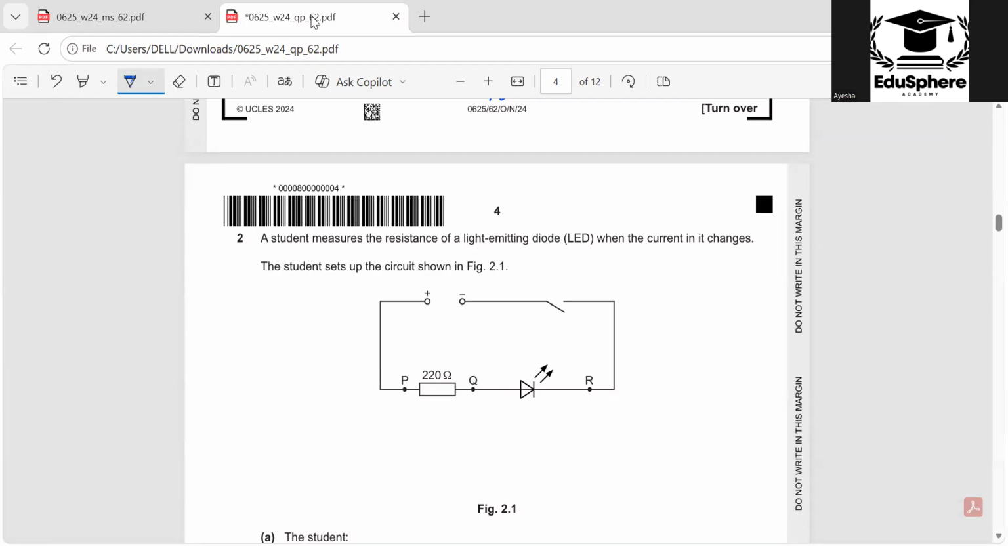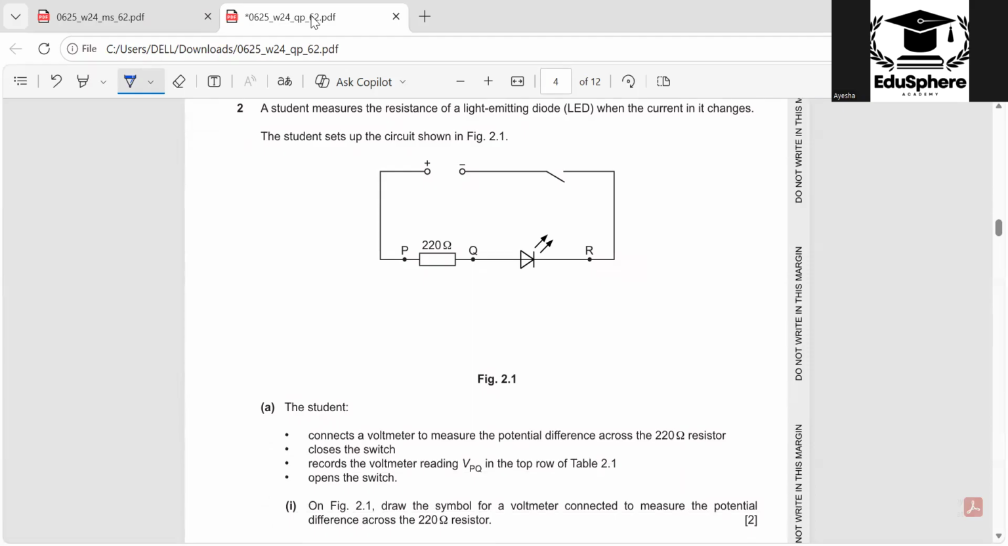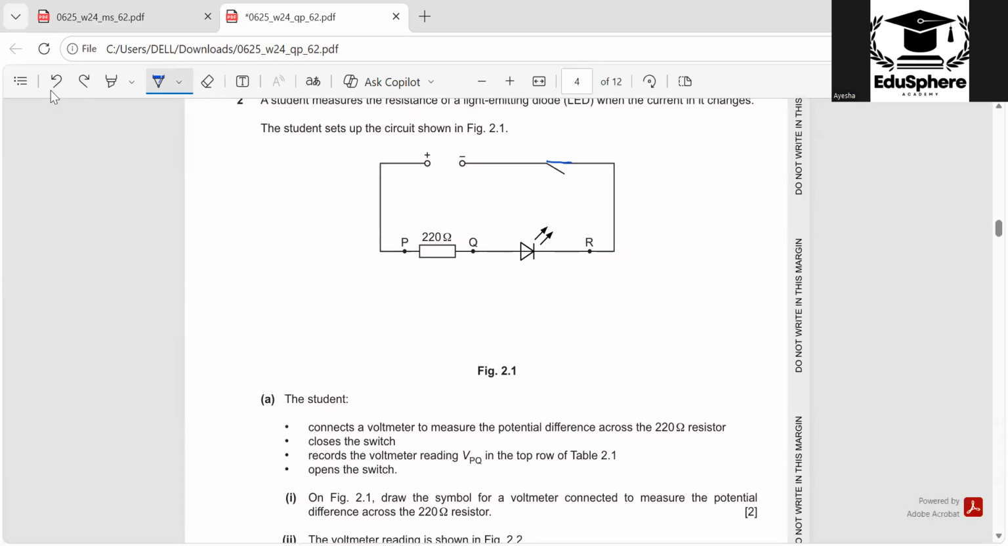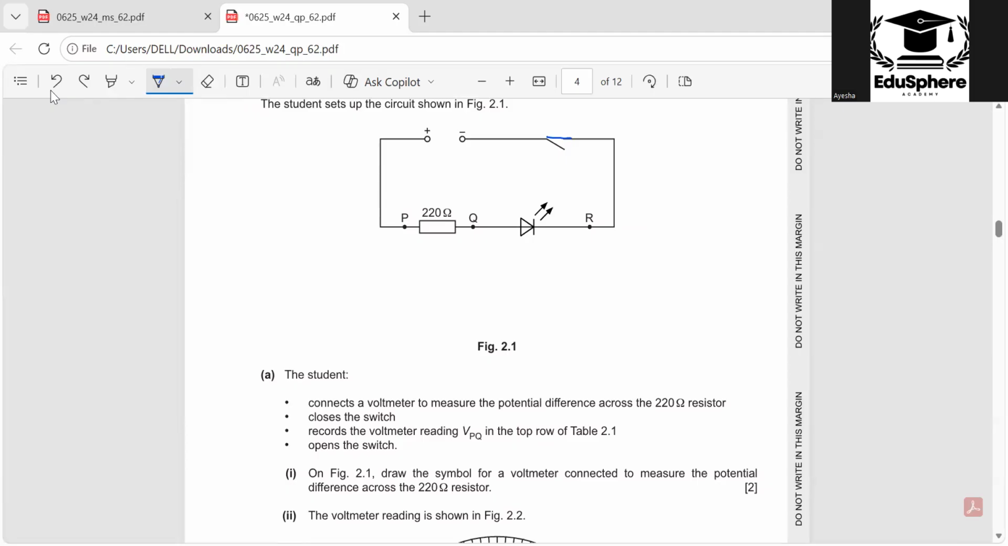Now the student connects a voltmeter to measure the potential difference across the 220 ohm resistor. This is the potential difference between points P and Q. Now the student closes the switch. So this switch will be closed at this point. Then the student records the voltmeter reading PQ in the top row and opens the switch. So this is the whole phenomenon of how the student has completed this experiment.